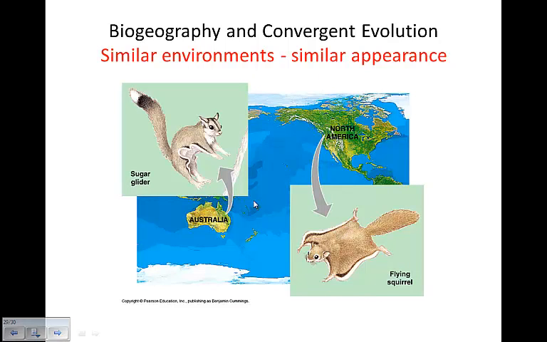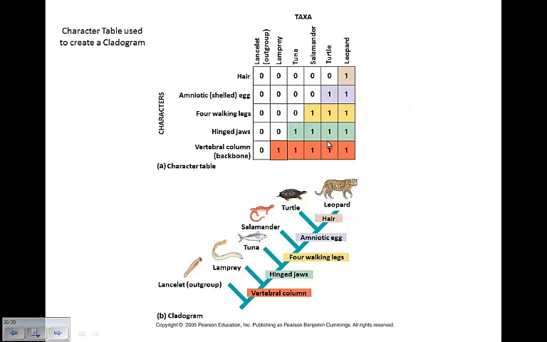All right. Now, convergent evolution, convergent means you're converging. So we can look at a sugar glider here in Australia and a flying squirrel in North America. They have similar environments and a similar appearance. So they have these similarities here based on their biogeographical location.